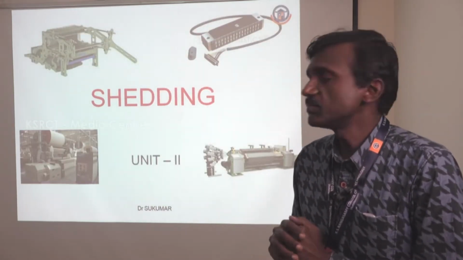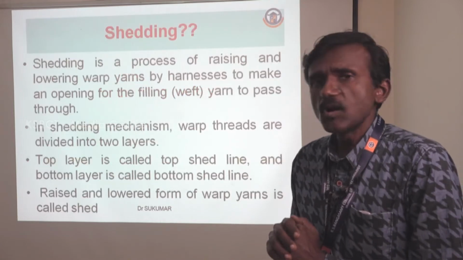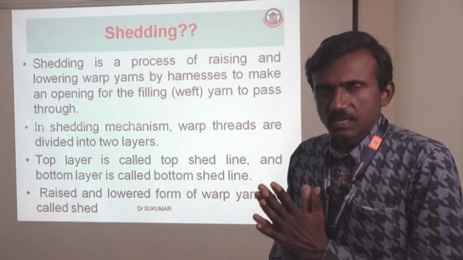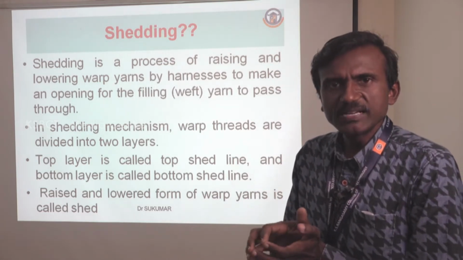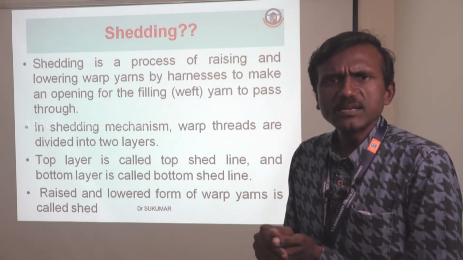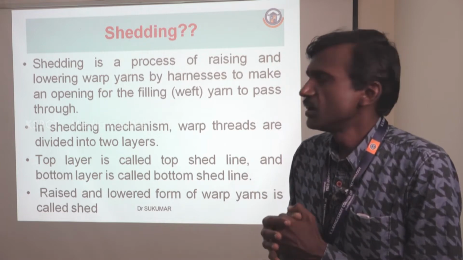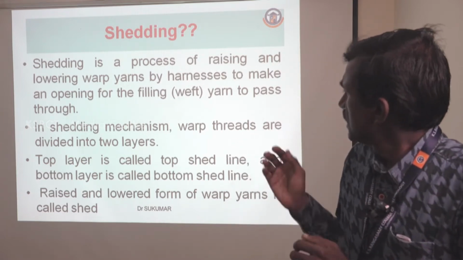Today in class, let me explain about the shedding mechanism in weaving. The shedding mechanism consists of three main operations, that is, rising of the warp sheet, and by that way the shuttle will be traveling from the left side to the right side, or right side to the left side of the weaving machine.